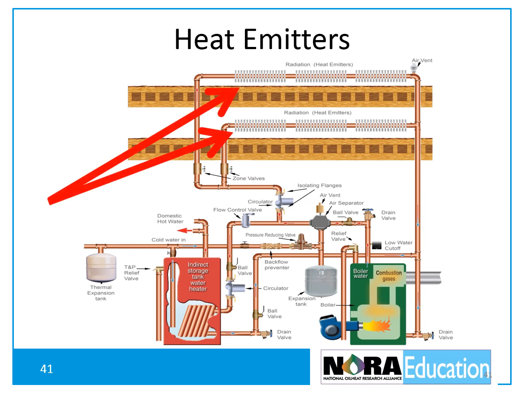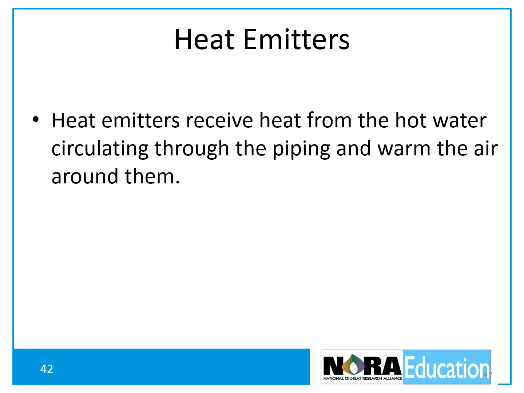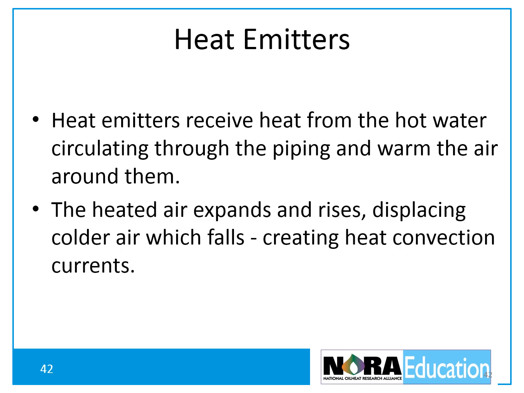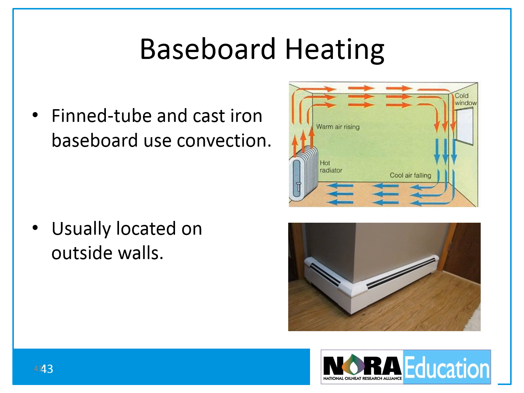Heat emitters. Heat emitters receive heat from the hot water circulating through the piping and warm the air around them. The heated air expands and rises, displacing cooler air which falls, creating heat convection currents. Fin-tubed and cast iron baseboard use convection to distribute heat. Baseboard heating is usually located along outside walls to help the convective currents and to remove the feeling of a cold wall or window.